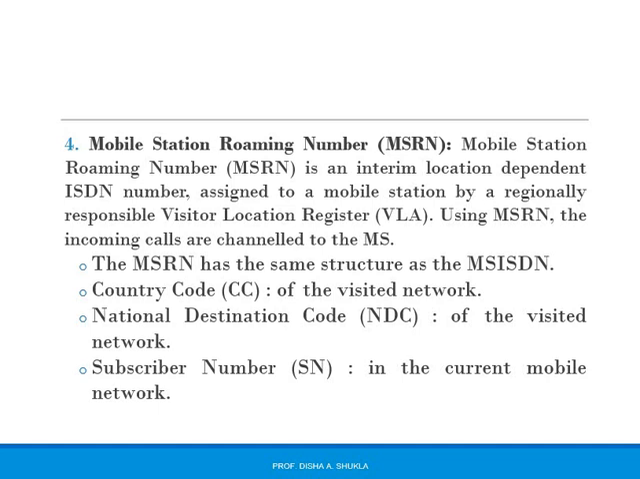The MSRN has a structure that consists of the country code, the national destination code, and the subscriber number. It is similar to the MSISDN. It has the country code of the visited network, the national destination code of the visited network, and the subscriber number in the current mobile network. That is the MSRN.